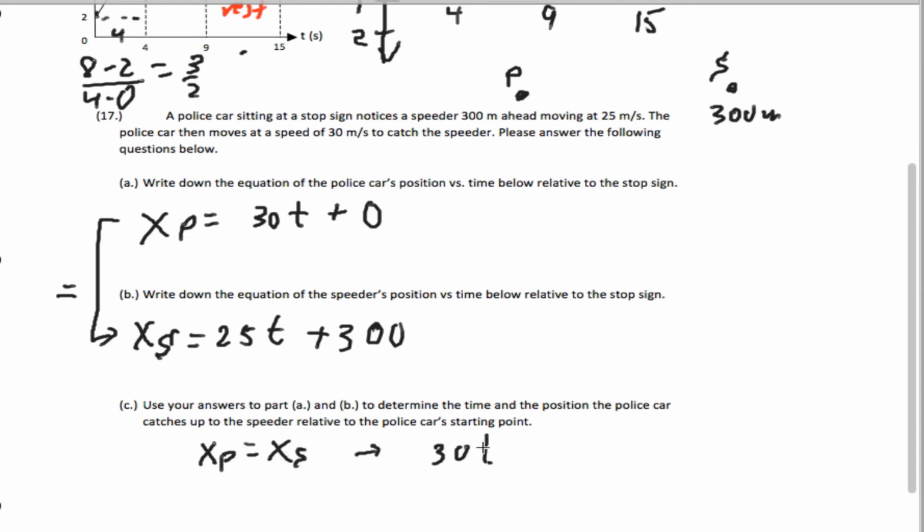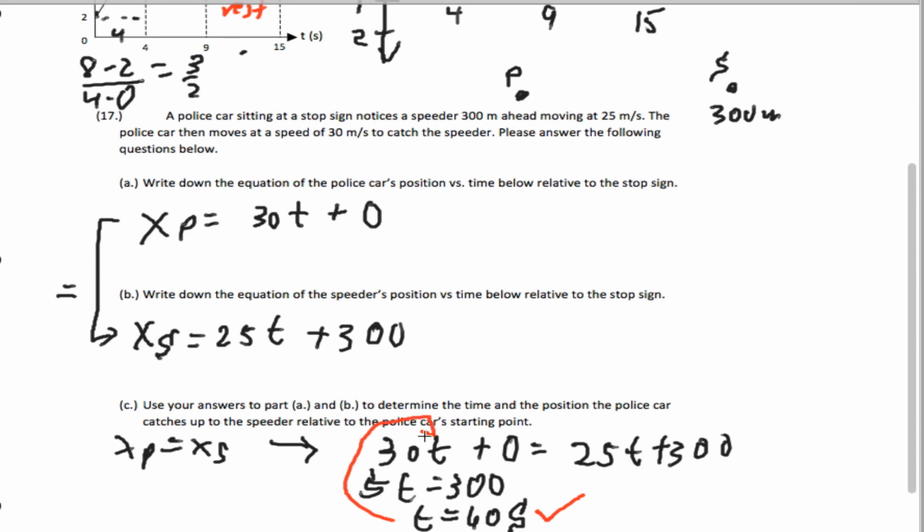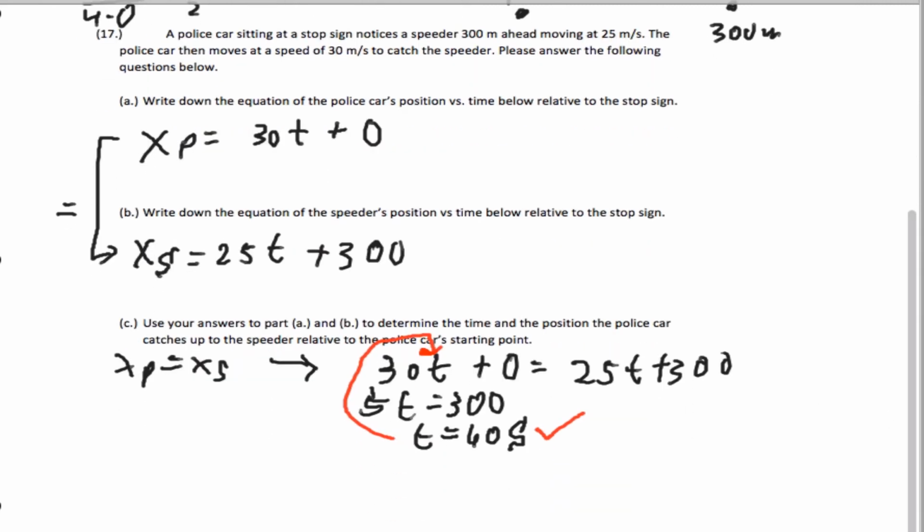That means 30t plus 0 equals 25t plus 300. I'm actually going to just rearrange this equation. I'll get 5t equals 300, and t is going to be 60 seconds. Now, this is the time. What I'm going to do is plug that back into here. And when I do that, I will get x of the police car equals 30 times 60, which is 1,800 meters.